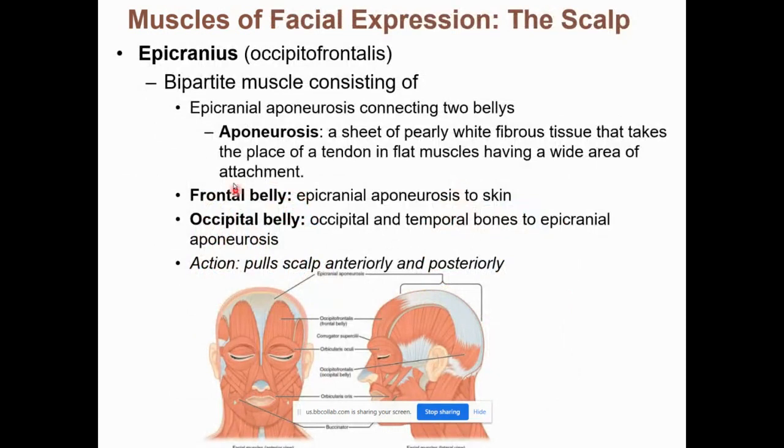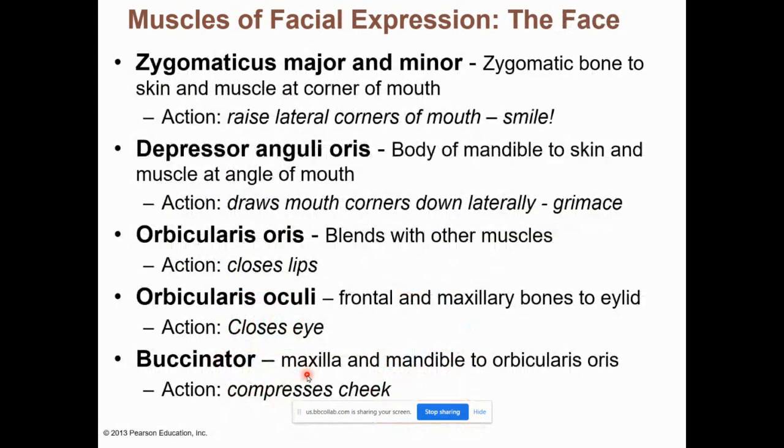Some of these you recognize, well, all of them you should recognize from lab, like the epicranius or occipital frontalis. That moves your scalp. Fine, there's not a whole lot to say there. These are muscles of facial expression. So these you should recognize as being the muscles of facial expression. The smile muscles, which are the zygomaticus major and minor. The grimace or the frown muscles, which is the depressor anguli oris. The muscles that close the lips, orbicularis oris, and closes the eye, orbicularis oculi, and compresses the cheek, moves the cheek, buccinator.